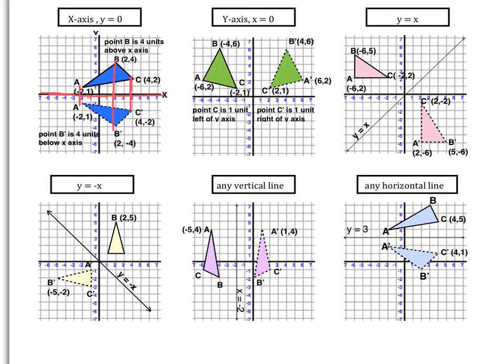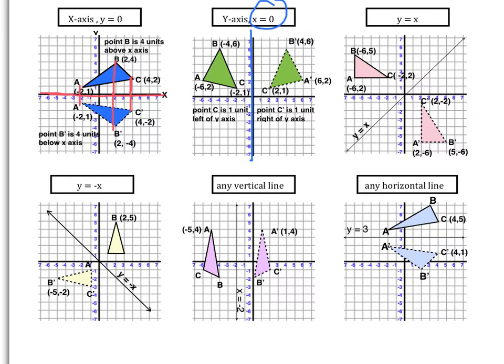In the next line of reflection, we have the y-axis. This time I'm going to highlight the y-axis in blue. So if this is my line of reflection, it has an equation of x equals 0 because every point on that line has an x value of 0. And we can reflect the triangle ABC in the y-axis, and we get triangle A prime, B prime, C prime.